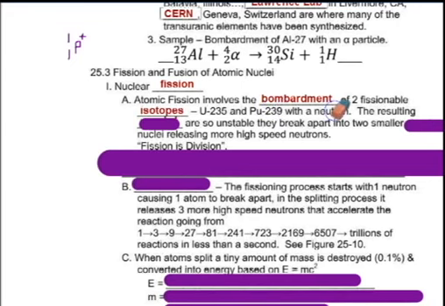Plutonium-239 with a neutron. We hit it with a neutron. The resulting nuclei are so unstable that they break apart into two smaller daughter nuclei, releasing more high-speed neutrons. Okay, and the mnemonic for this is fission is division.